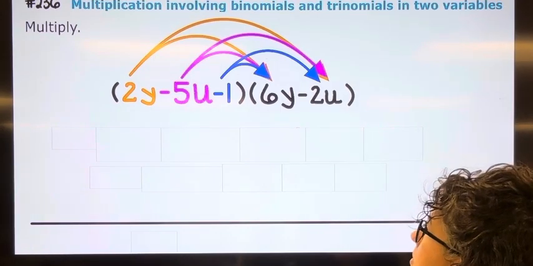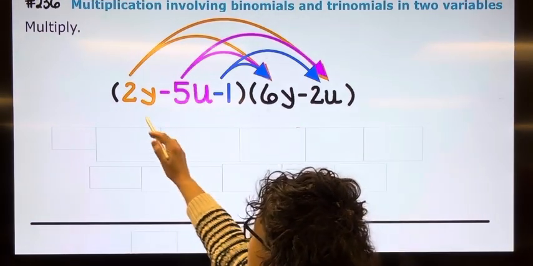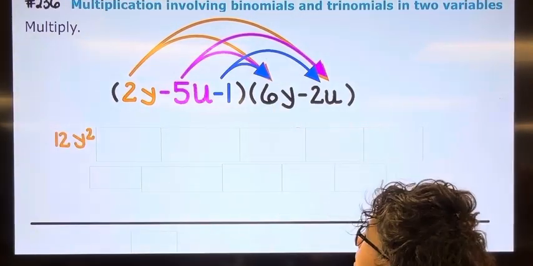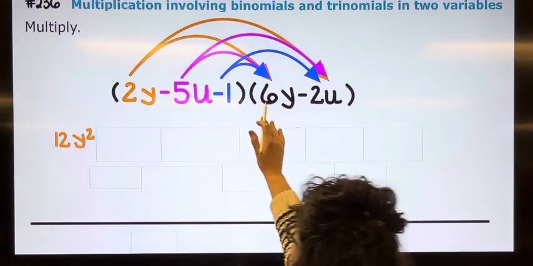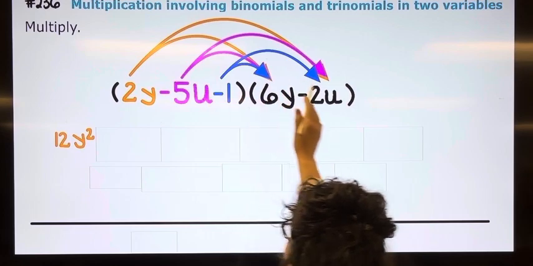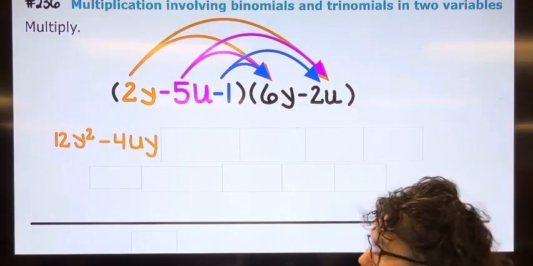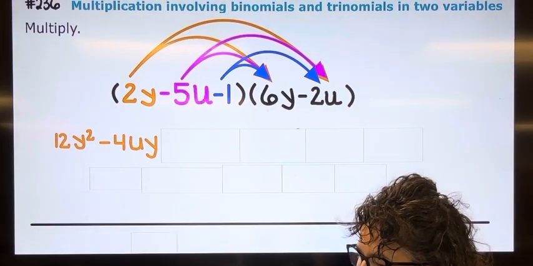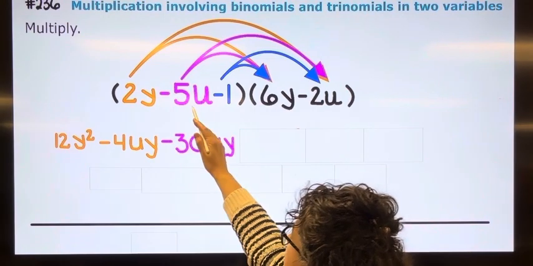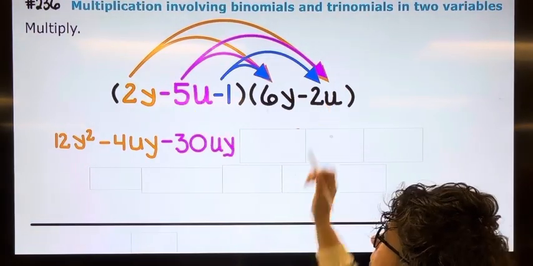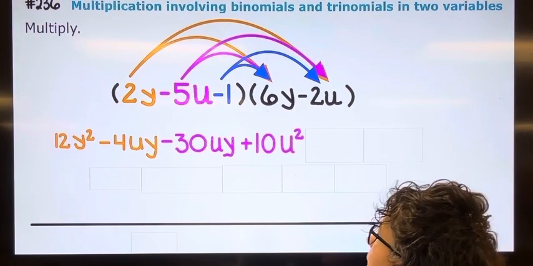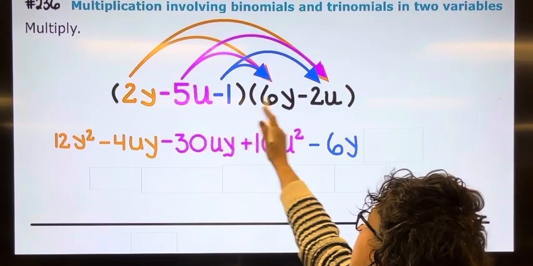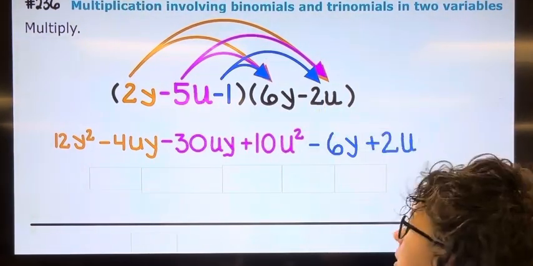And combine like terms. So doing that a little more quickly here, 2y times 6y, 12y squared. 2y times negative 2u is minus 4uy. And then negative 5u times 6y is negative 30uy. Negative 5u times negative 2u is plus 10u squared. And then negative 1 times 6y is negative 6y. And negative 1 times negative 2u is 2u.